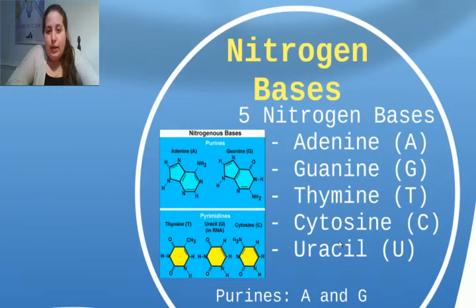There are 5 different nitrogen bases: adenine, which is abbreviated to A, guanine, which is G, thymine, T, cytosine, C, and uracil, which is U. These are further broken down into 2 different groups based on their appearance. If you notice, the purines have 2 rings, a little pentagon and a hexagon, whereas the pyrimidines only have a hexagon shape, only 1 ring. So our purines are A and G, and the pyrimidines are T, U, and C.